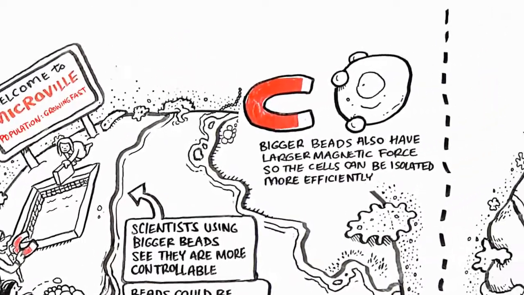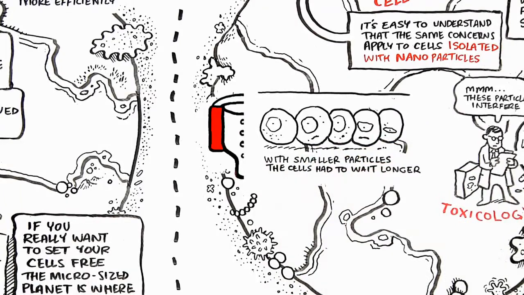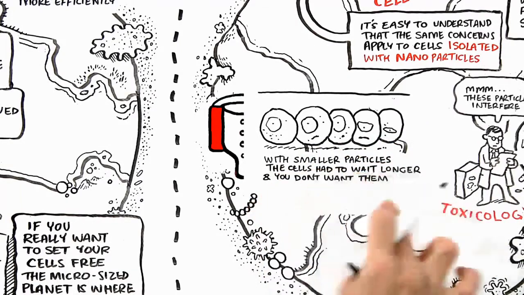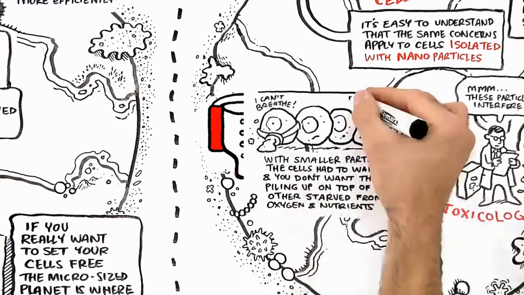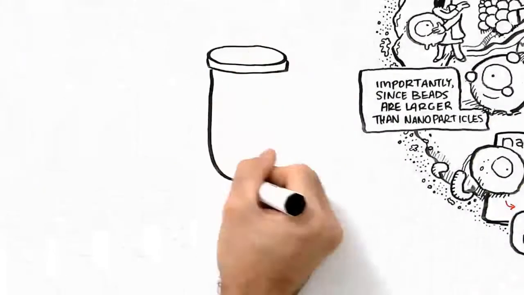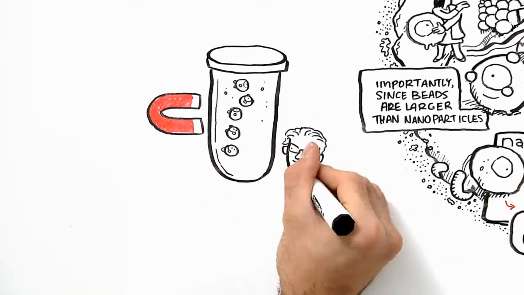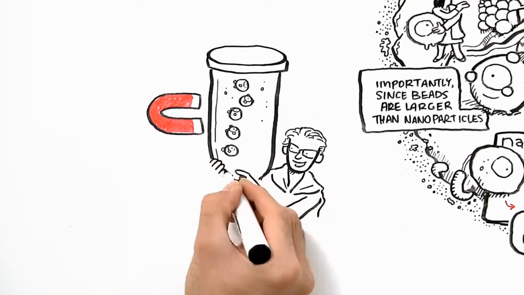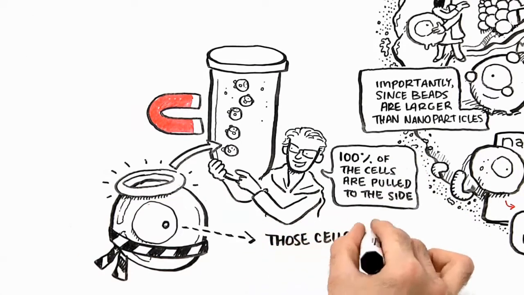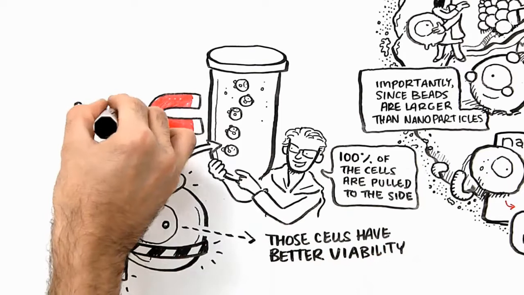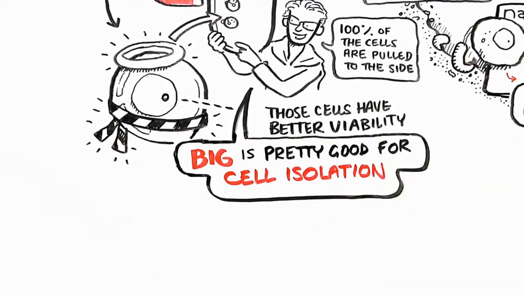Dr. Fossman's team from Harvard found that with smaller particles, the cells had to wait longer. And you don't really want them piling up on top of each other, getting starved from oxygen and nutrients. So she noticed a big improvement in the yield of cells when using micro-sized beads as opposed to nano-sized particles. In a short period of time, 100% of the cells are successfully isolated, and these cells have better viability and better purity. In other words, big is pretty good for cell isolation.